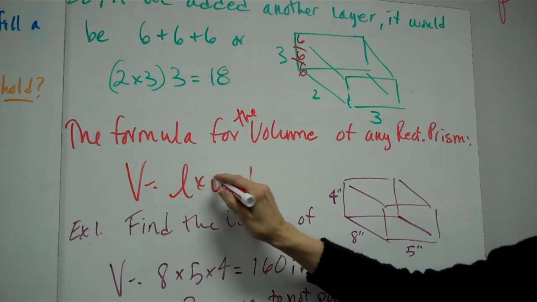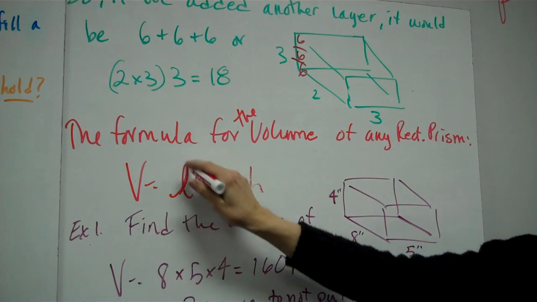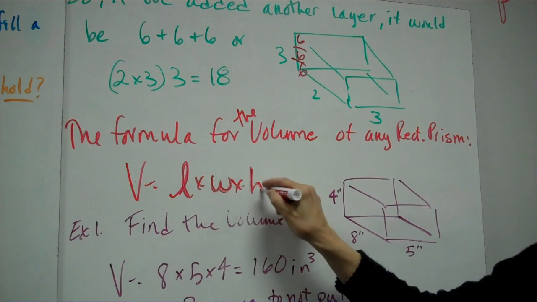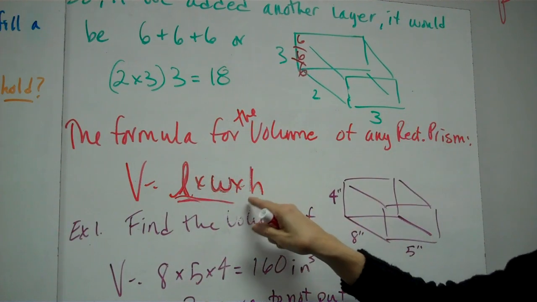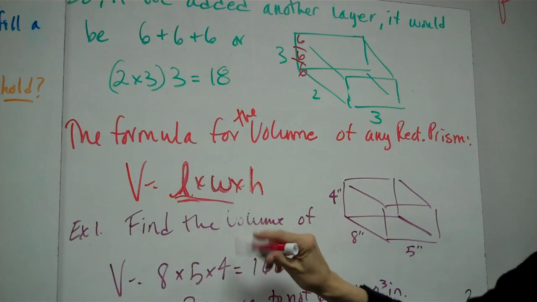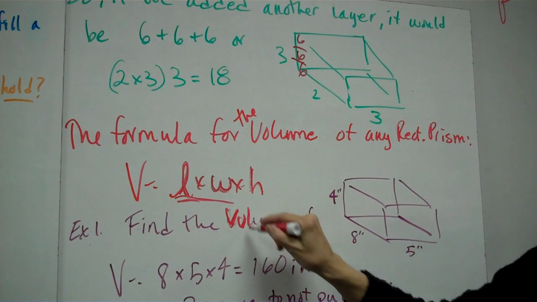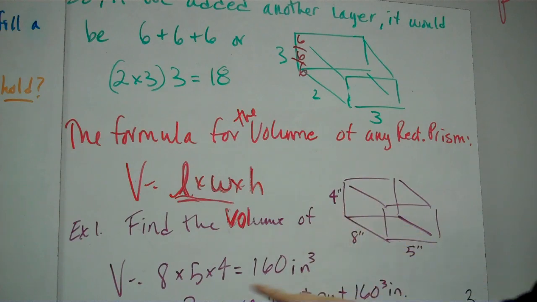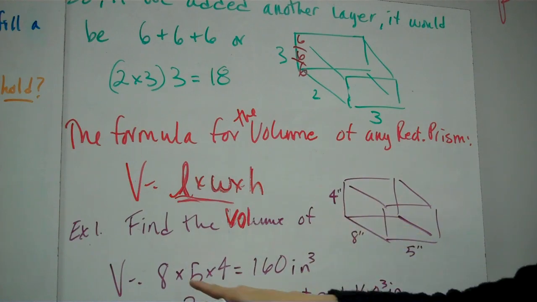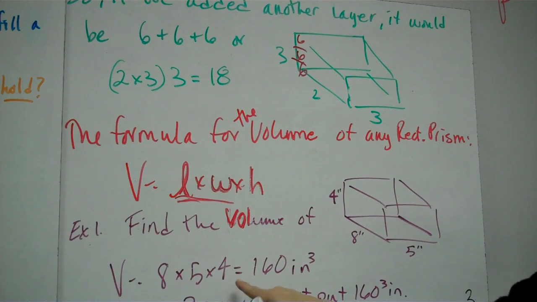The formula for any rectangular prism is going to be the length times the width times the height. Because we basically got the base, length times width, and we kept building on it however many times the height was. So we'll do a sample problem here. To find the volume of this shape, we simply multiply 4 times 5 times 8. It doesn't matter what order, because multiplication is commutative, so you can mix them up any way you want. You get 160 inches cubed.